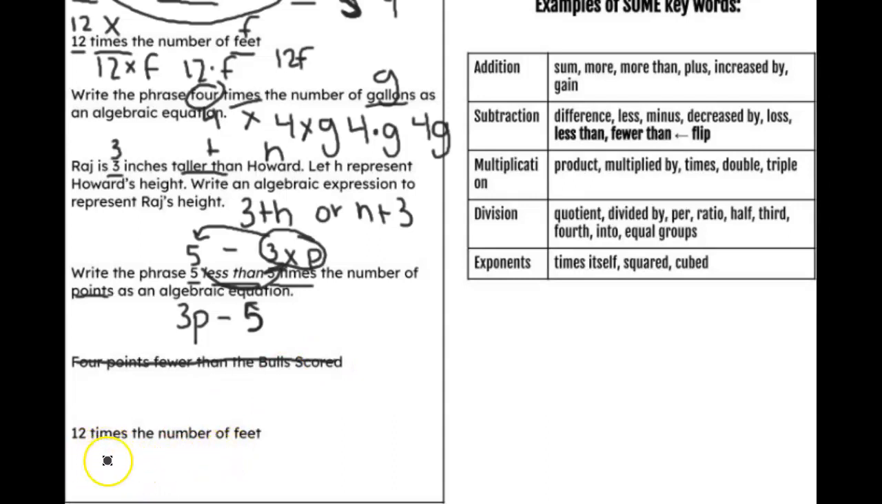And our last one, 12 times the number of feet. So my number is 12. Times means multiplication. I'm going to use F for feet. And we've done that one already too.